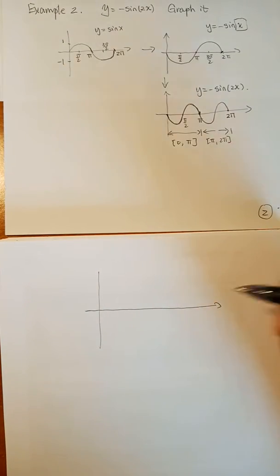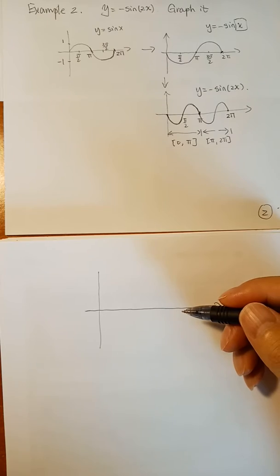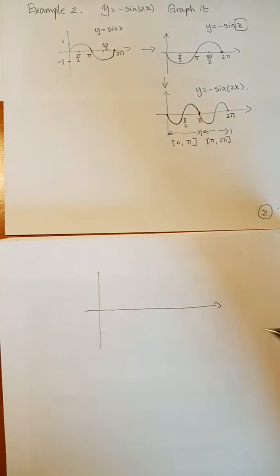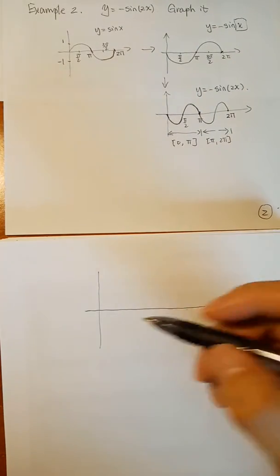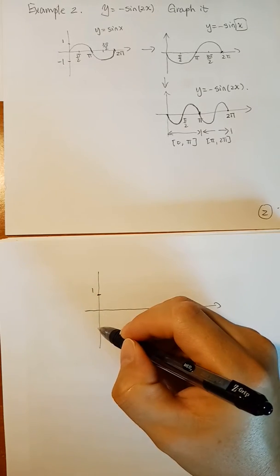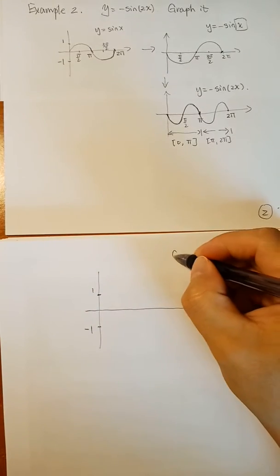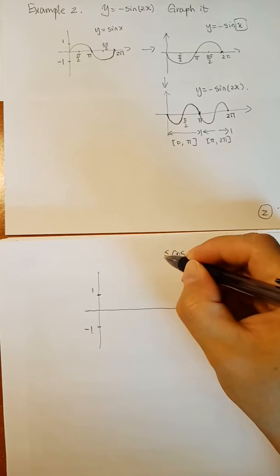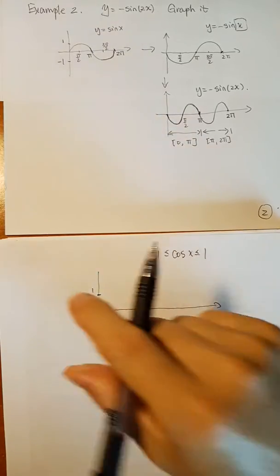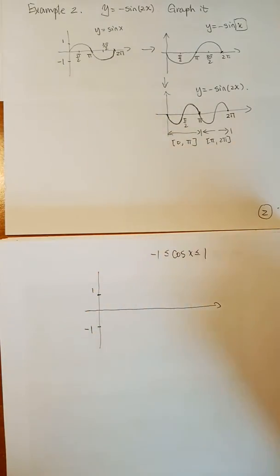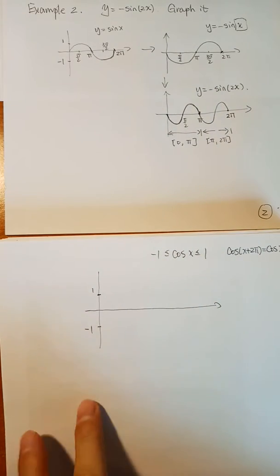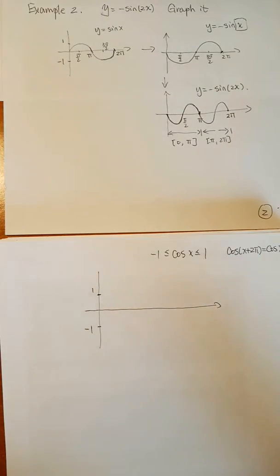For the cosine function, we just do a similar process as with sine. We plot the points. Cosine 0 is 1. We also know that cosine is between -1 and +1, so the graph lies between these two values. And cosine is a periodic function, so we only need the graph between 0 and 2 pi, and then repeat it.